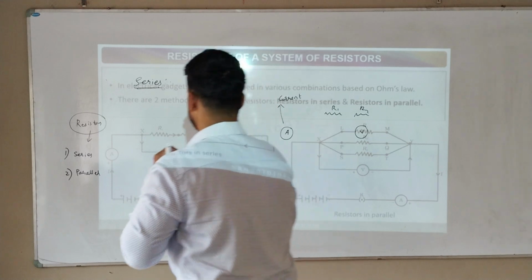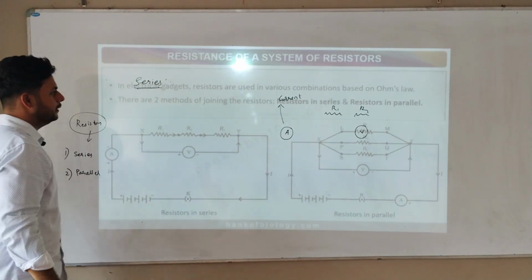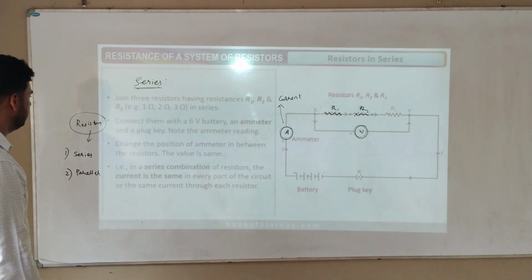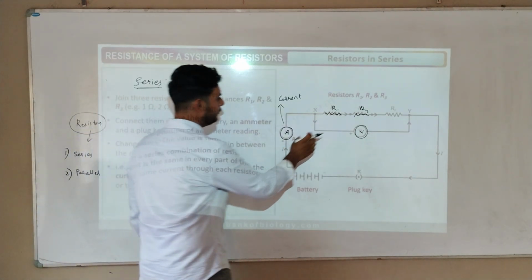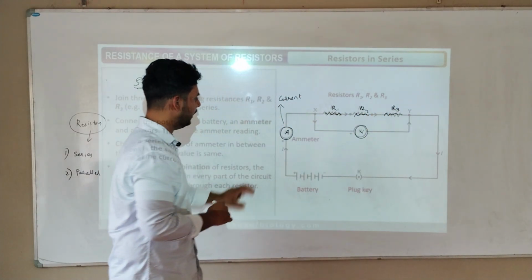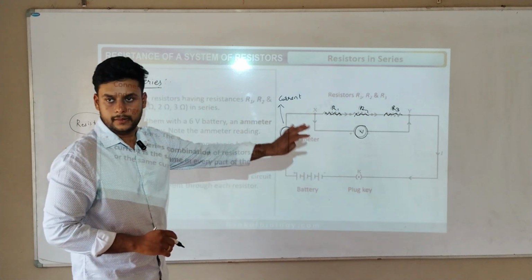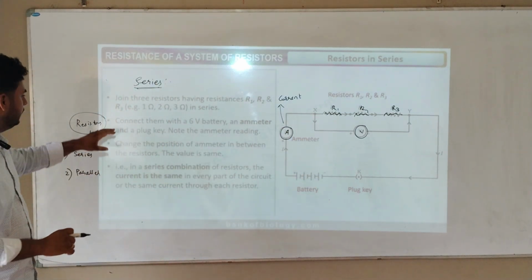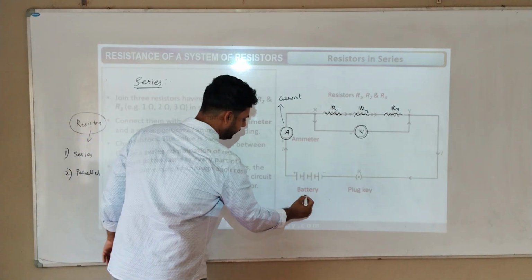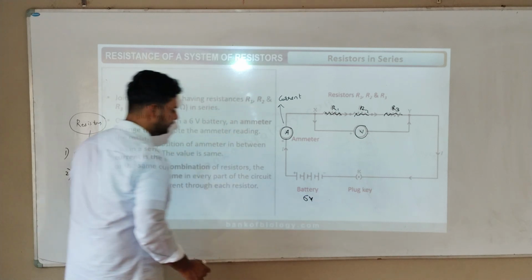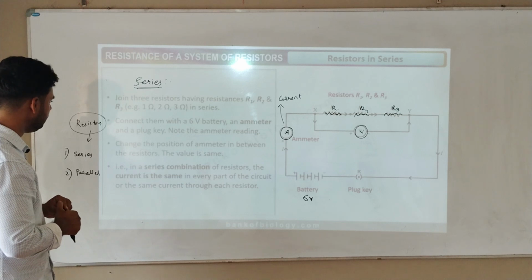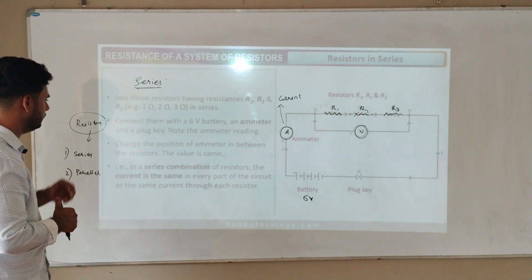Next page. Okay, stop writing now. So here they have connected first resistance, second resistance, third resistance in series. This is the ammeter. This is the connection. Okay, what will happen here? That they are saying. Read from here. Connect them with a 6 volts battery. So the battery is connected here. It is 6 volts. An ammeter and the plug key. Note the ammeter reading. Change the position of ammeter in between the resistors.